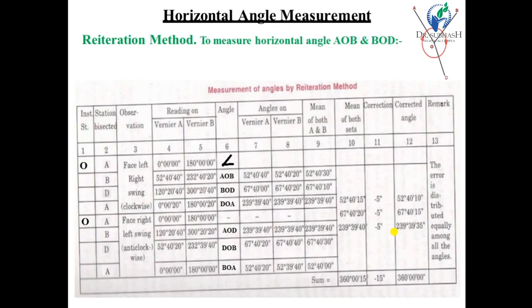Now see the table of horizontal angle measurements. See in the table that we have taken the readings of both verniers, A and B, in face left, face right, and swing clockwise. After that, we get the mean of both sets. After getting the mean of both sets, we apply the correction equally and provide the corrected angles.